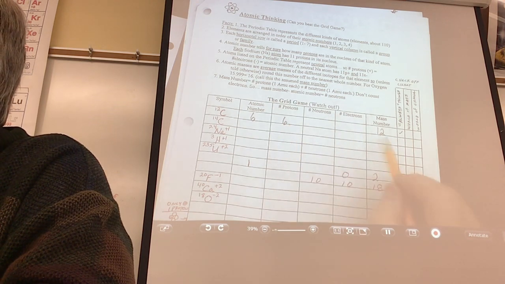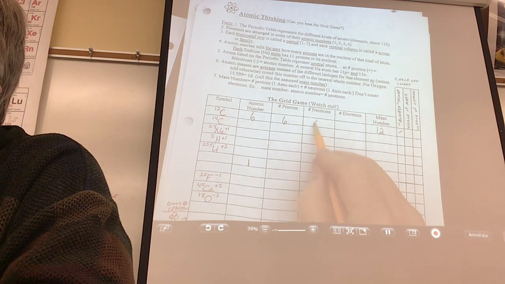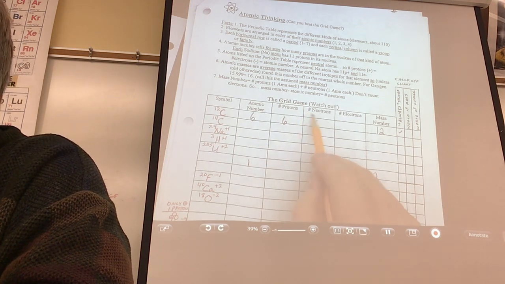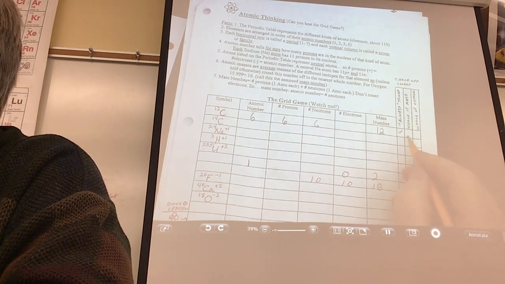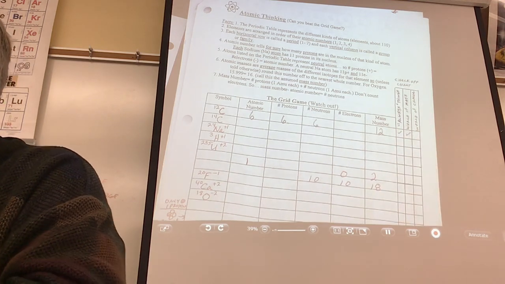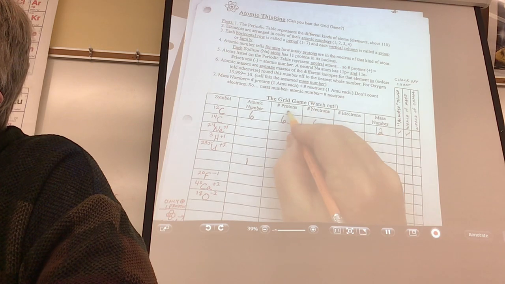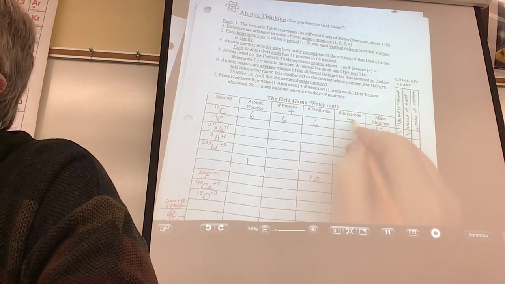Roy, help me out. 6 neutrons. Yes. You know that these two have to do with the world of mass, don't you? Now, I'm done with the world of mass. Now, I'm going to go into the world of charge. And what I remember: protons are positive, electrons are negative.